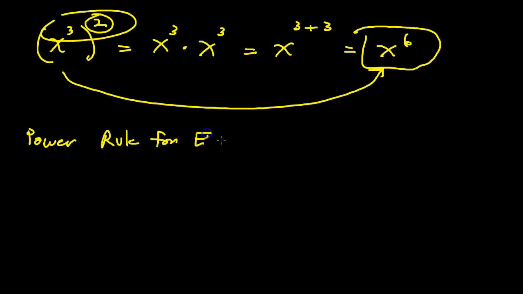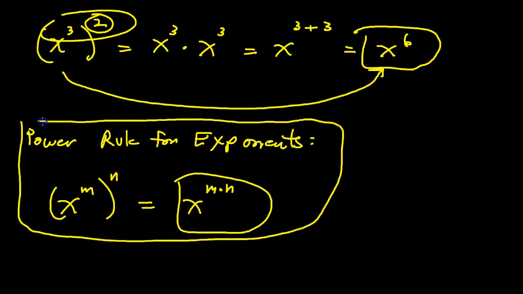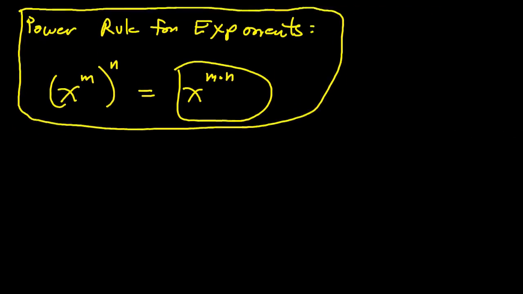Power rule for exponents. Some books call this a power of a power rule. If you've got a power of a variable or a numerical expression raised to another power, you keep that same base and multiply the exponents. Power rule for exponents: x to the nth power to the m is x to the m times n. Right? So this could be our, depending on how you count, our fourth rule for exponents today.